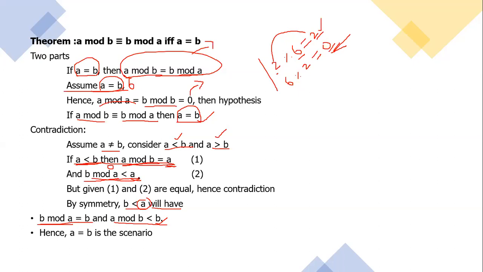By symmetry, I just proved only one statement. By symmetry, I can say B is less than A also. Hence, A and B is the scenario. No other chance, right? Both the things are equal. With the help of this example, I can say both the things are equal. Okay, this is the theorem for A mod B.